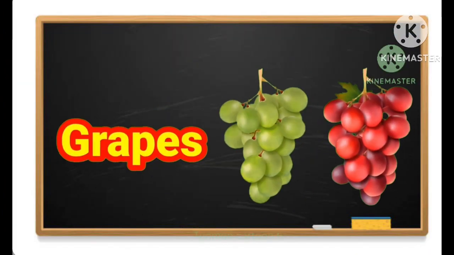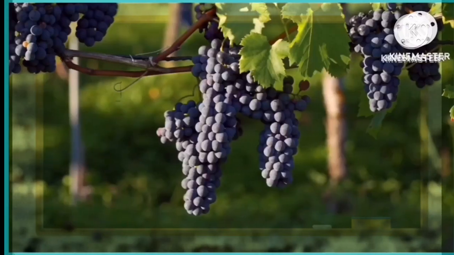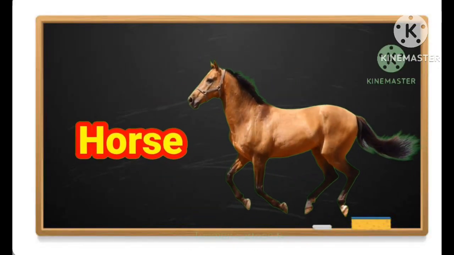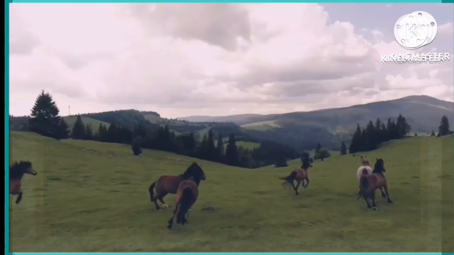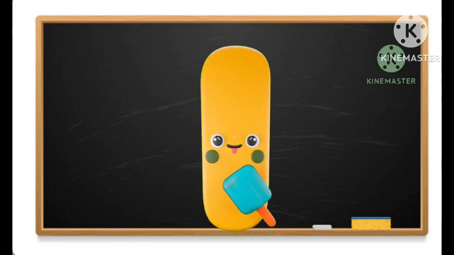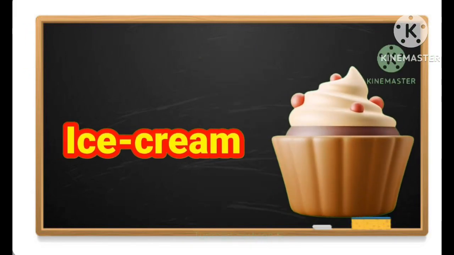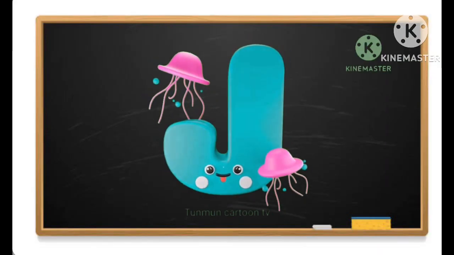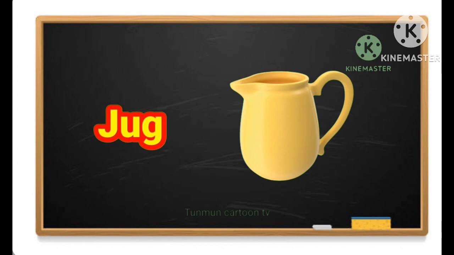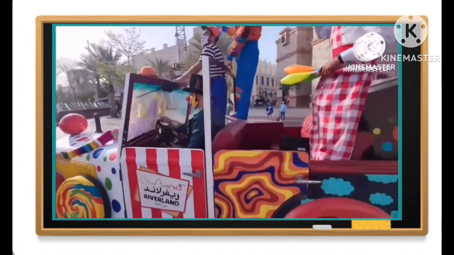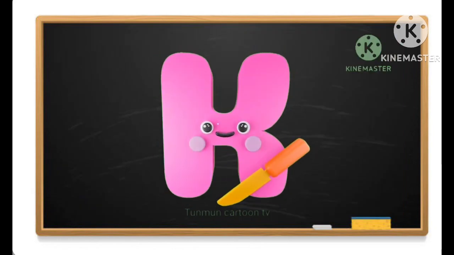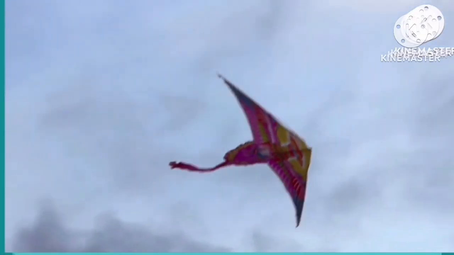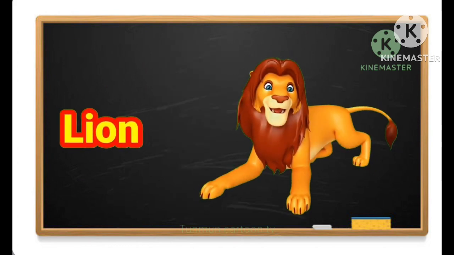G is for grapes. H is for horse. I is for ice cream. J is for jug. K is for kite. L is for line.